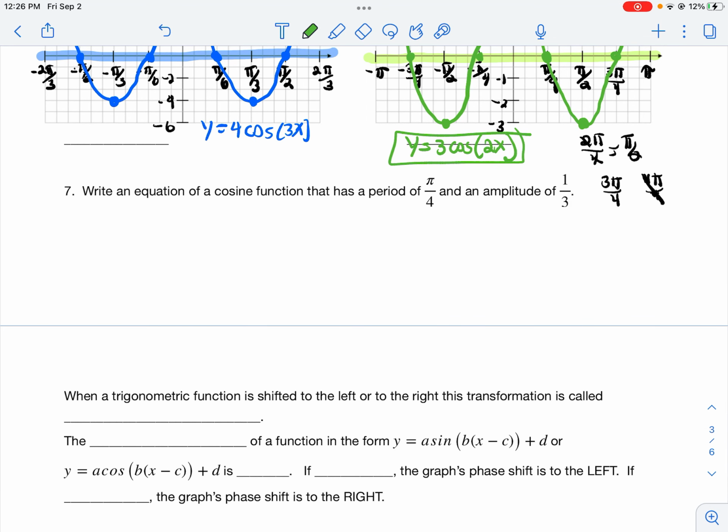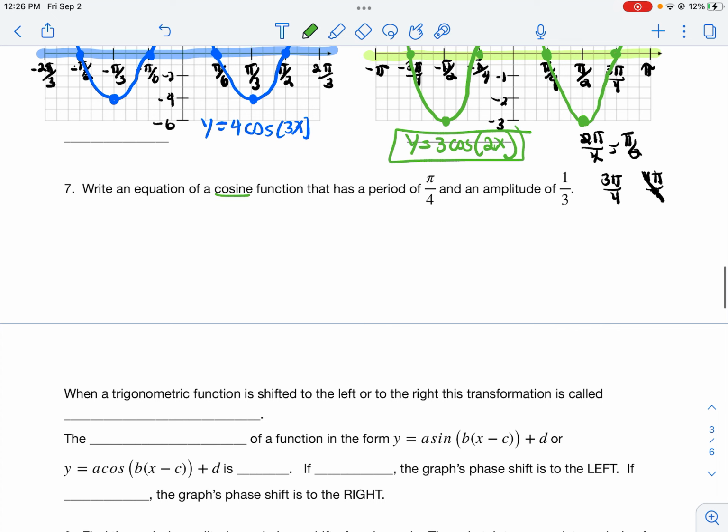Okay, so now let's go in the other direction. We want to write a cosine function that has a period of pi over 4 and an amplitude of 1/3. Since I have an amplitude equal to 1/3, it tells me A is 1/3. Now I have to find B, so I'm going to use my formula. Period is equal to the parent function's period, which is 2 pi, divided by the absolute value of B. And the period I was given was pi over 4. That's equal to 2 pi over B.